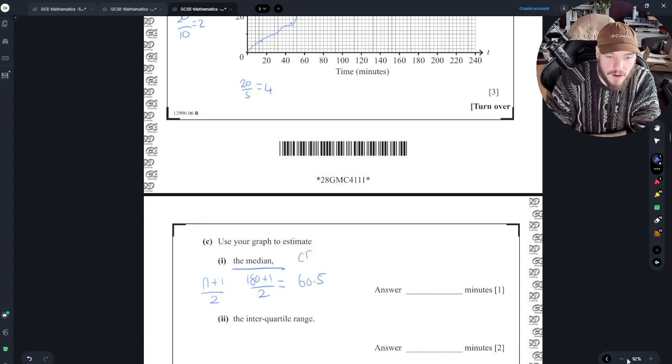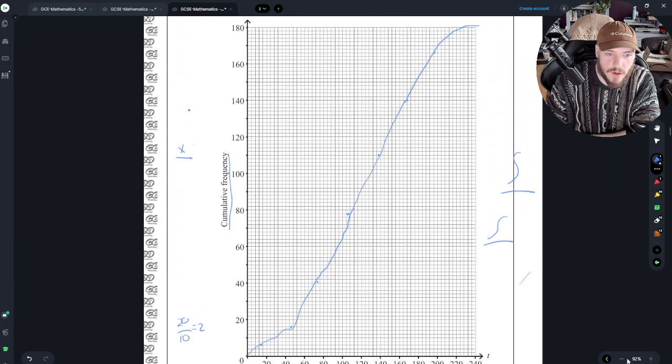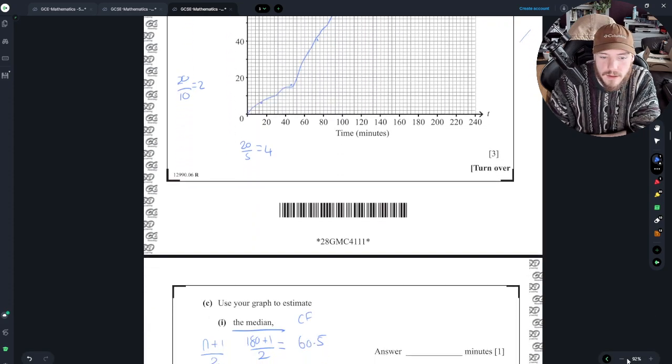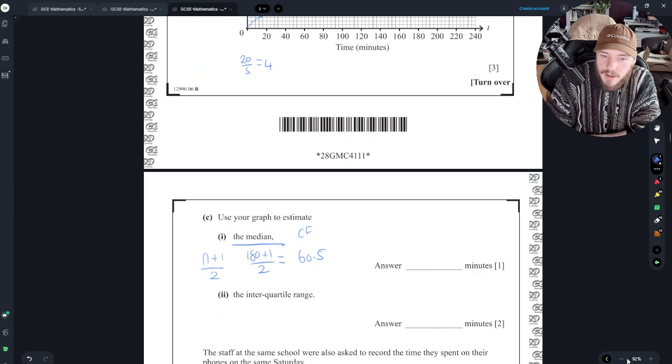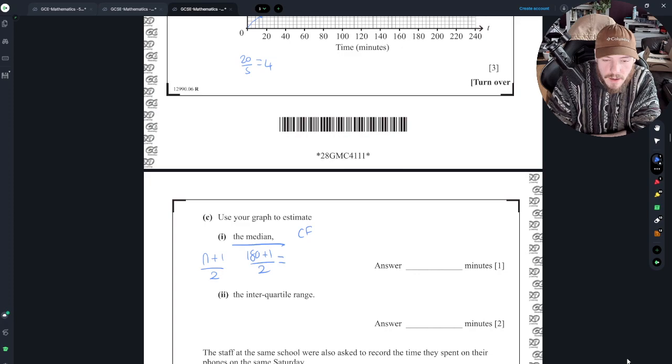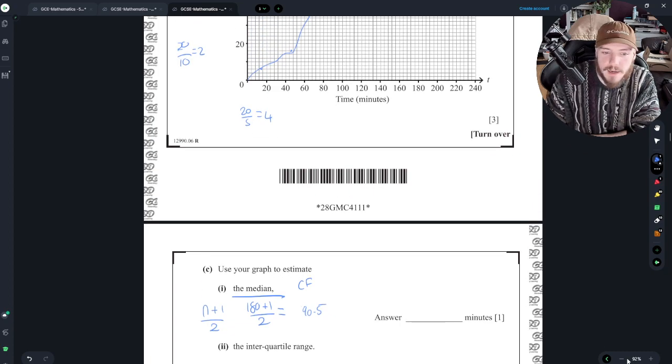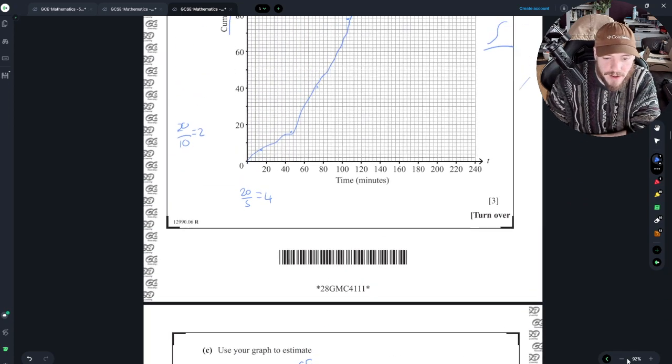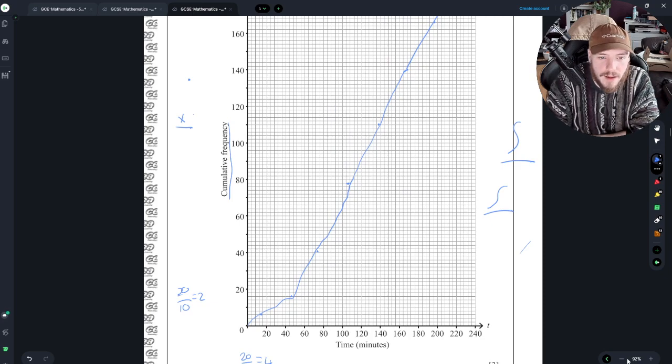And we'll look at this for our cumulative frequency. Not 60.5, excuse me, I'm thinking 120 plus 1. 180 plus 1 would be 90.5. Okay. I need to get my morning cup of coffee in me. So 90.5, this would be 90 here.